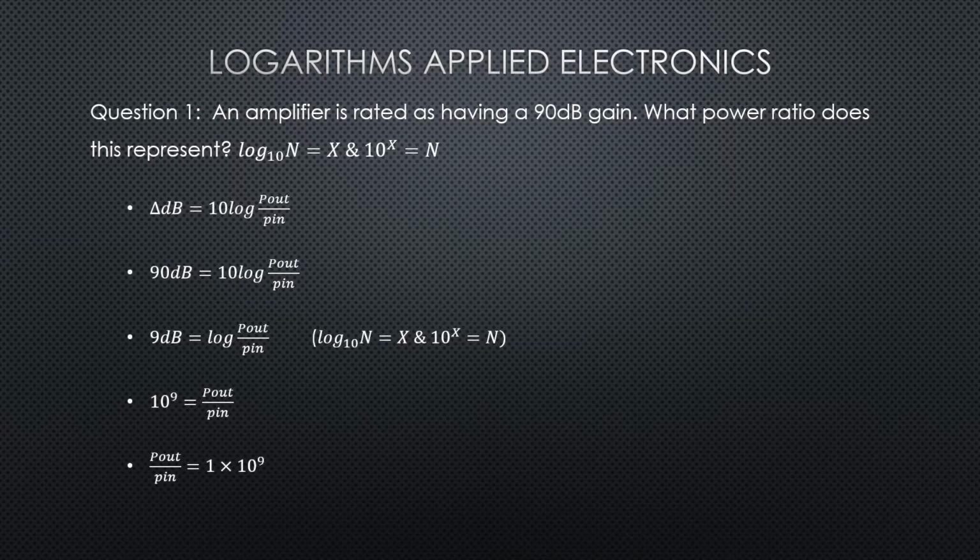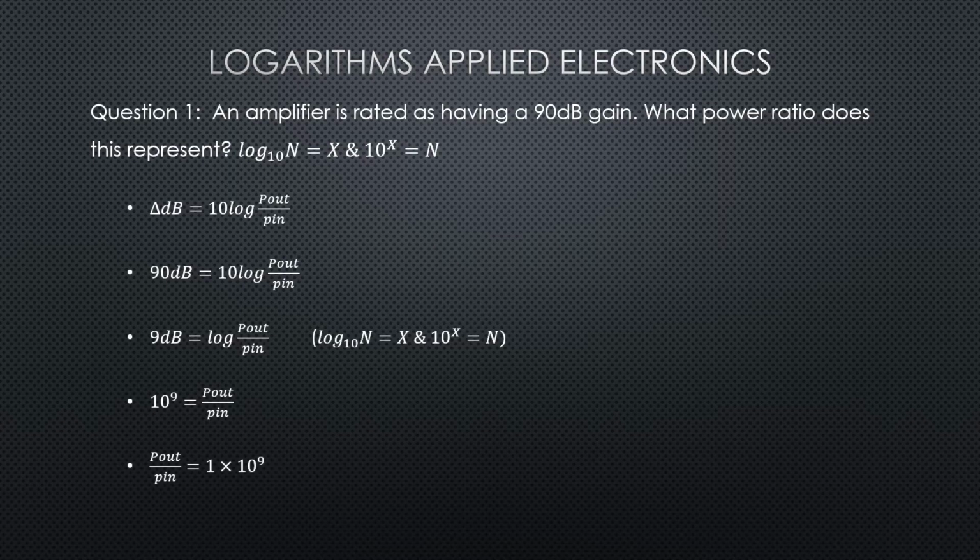So we know that the dBs in power is going to be equal to 10 log of power out over power in. We're given the gain of 90 dBs, so we know that 90 dB is equal to 10 log power out over power in. Now we can divide the 10 over, so that gives us 9 dBs equals log power out over power in, and now we can apply our log n equals x and 10 to the x equals n, so that gives us 10 raised to the 9th power is equal to our power out over power in.